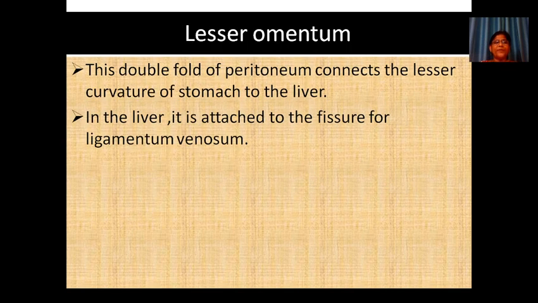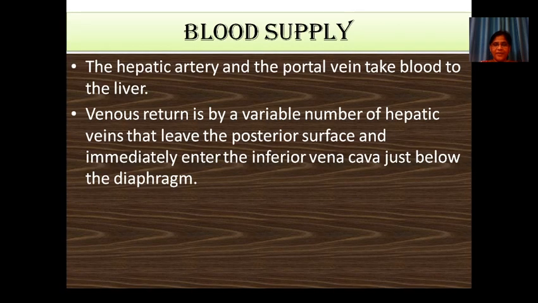Next is the lesser omentum. This lesser omentum is a double fold of peritoneum that connects the lesser curvature of the stomach to the liver. In the liver it is attached to the fissure for the ligamentum venosum. This ligamentum venosum is a fissure with which the lesser omentum is attached in the liver. Clear?